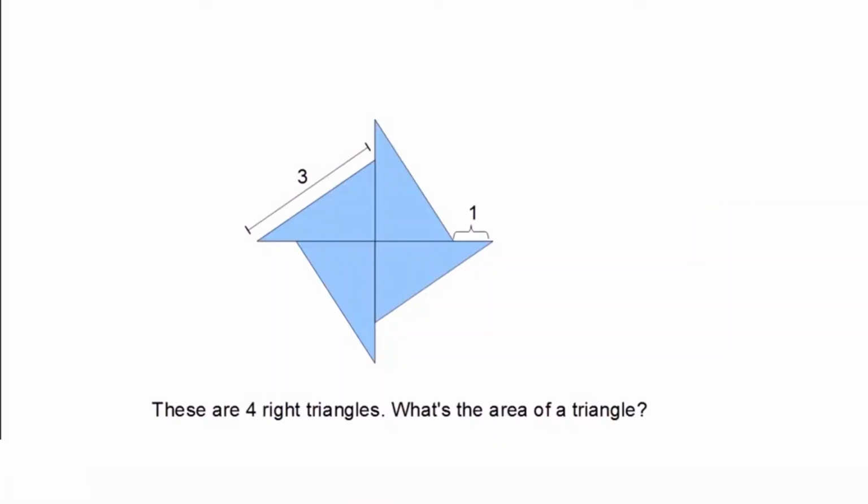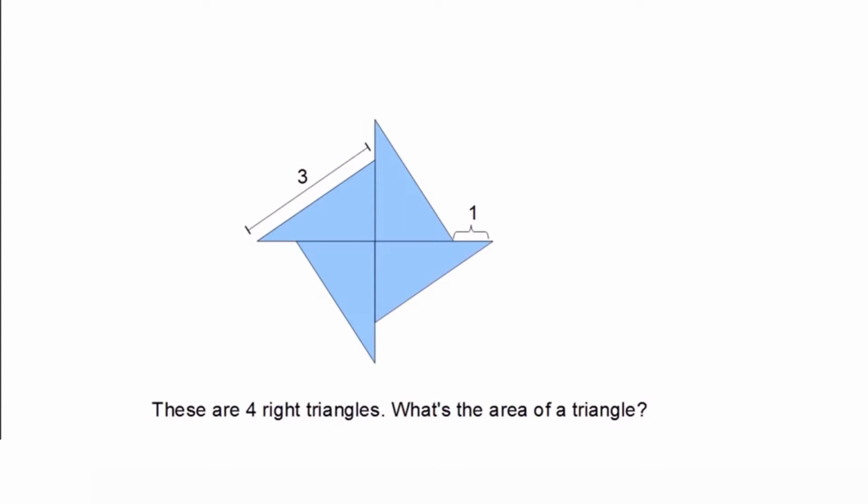We're gonna solve a puzzle called the triangle area puzzle. What we have is 4 different triangles where the hypotenuse is 3, and the length of one leg is 1 unit longer than the other. The question is, what's the area of a single triangle?